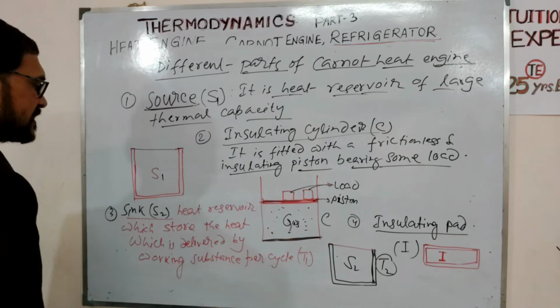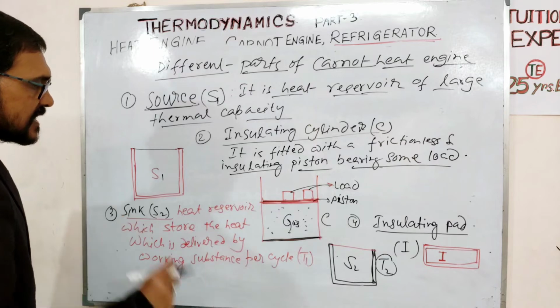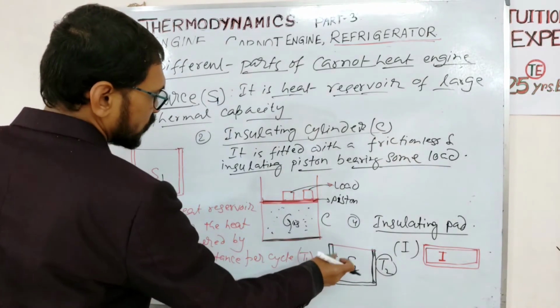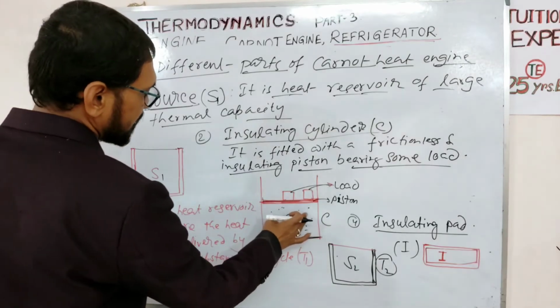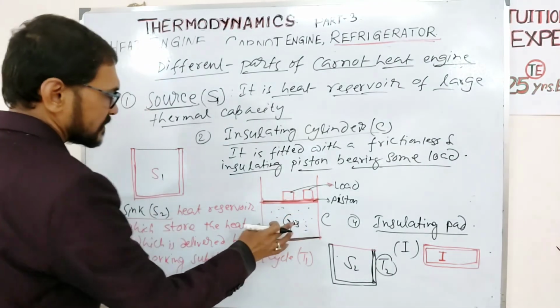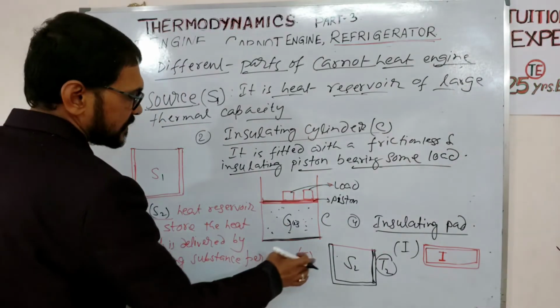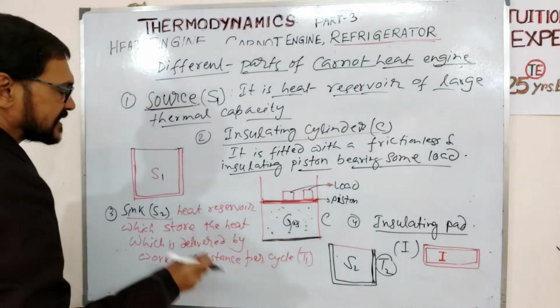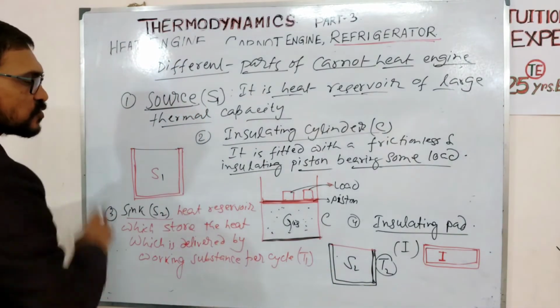The third part is the sink. The sink is also a heat reservoir, but its temperature is less, such that it can absorb all the heat delivered by the gas. When some heat is rejected from the gas during compression, the sink can take this heat. So the temperature of the sink is lower than the temperature of the source.